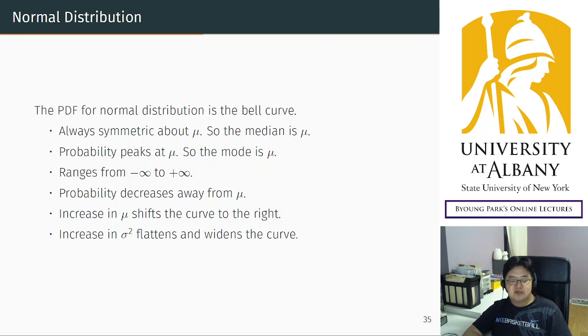So I'm going to continue with how to understand the normal distribution, especially how to calculate probabilities from the normal distribution. I'll do that in the next video. See you later.